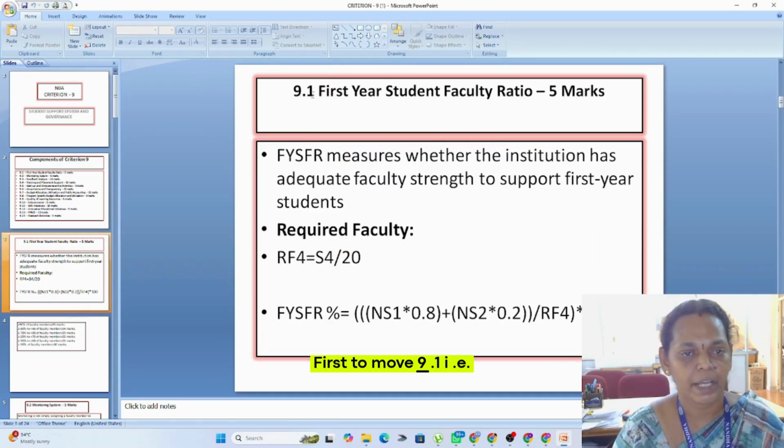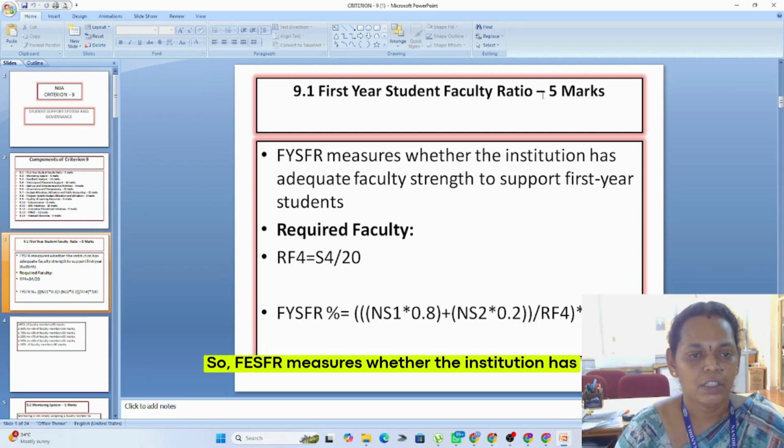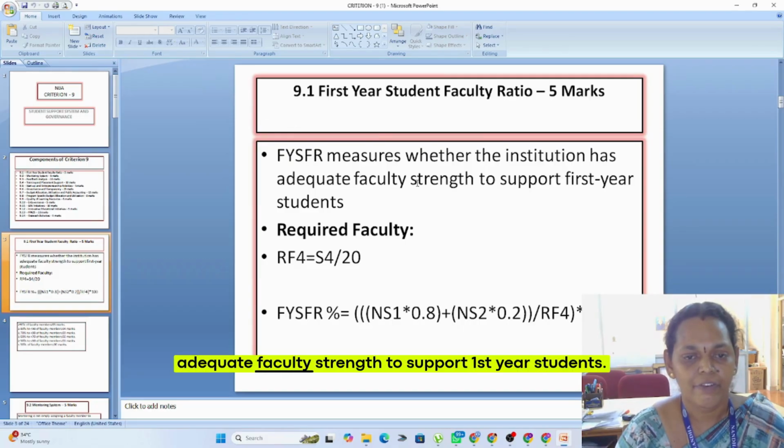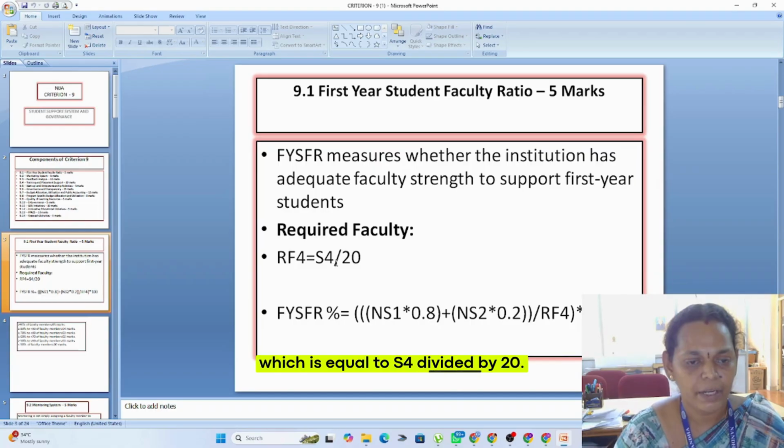First, let us move to 9.1, that is first year student faculty ratio with 5 marks. So FYSFR measures whether the institution has adequate faculty strength to support first year students. To calculate the required faculty, RF4 is equal to S4 divided by 20. Here S4 is the total intake of first year.